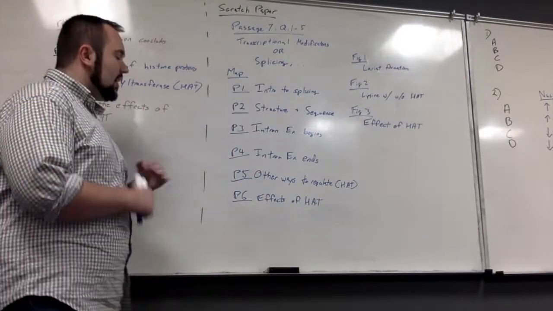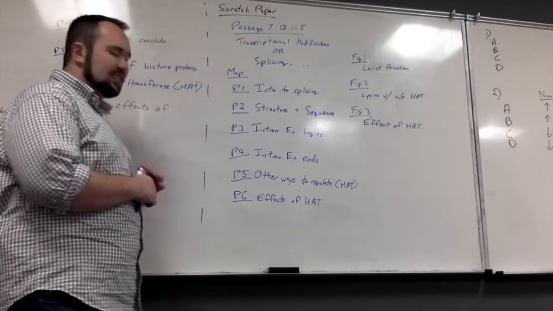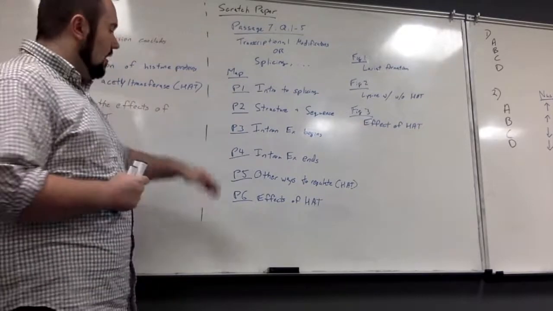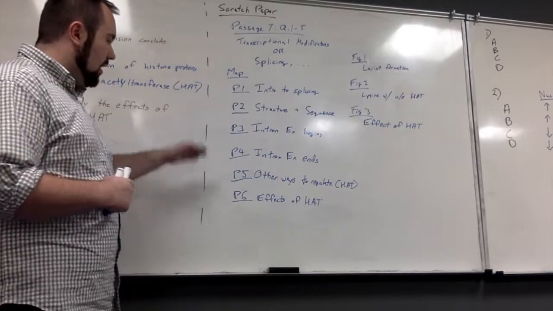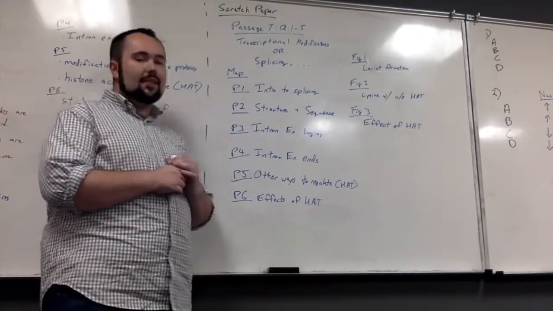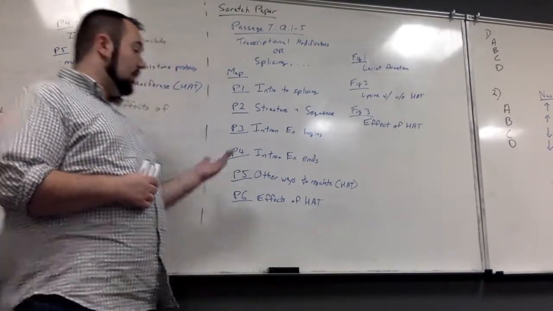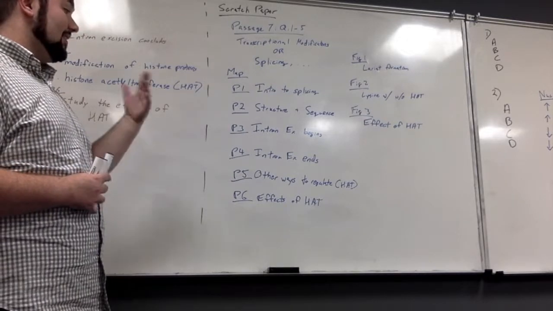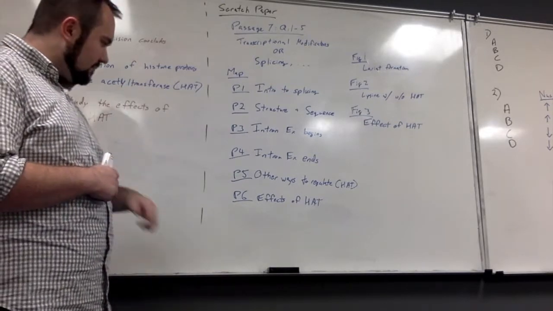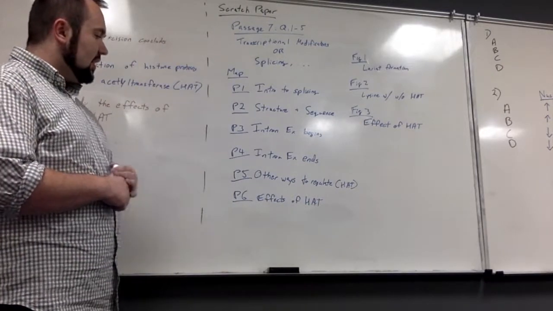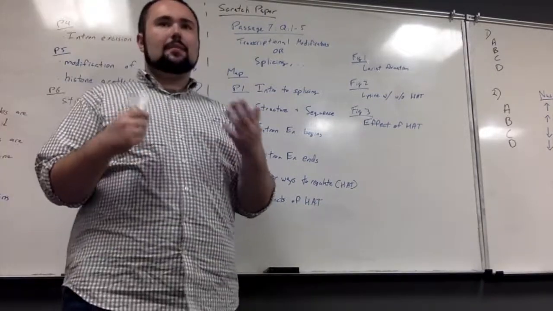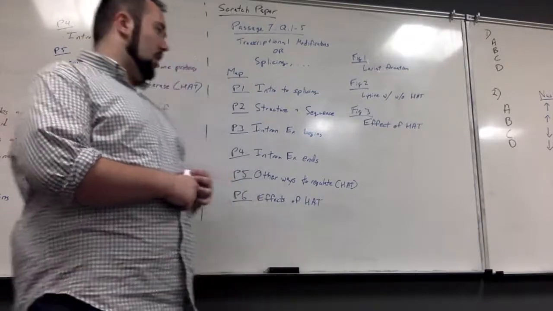In paragraph 3, I've written down intron excision begins. That's the main idea there. Paragraph 4, intron excision ends. That's the main idea there as well. Paragraph 5, other ways to regulate protein expression. And one example of this would be HAT, which I've written down in parentheses. And paragraph 6, I've written down the effects of HAT, as that's going to be what's relevant in that paragraph.